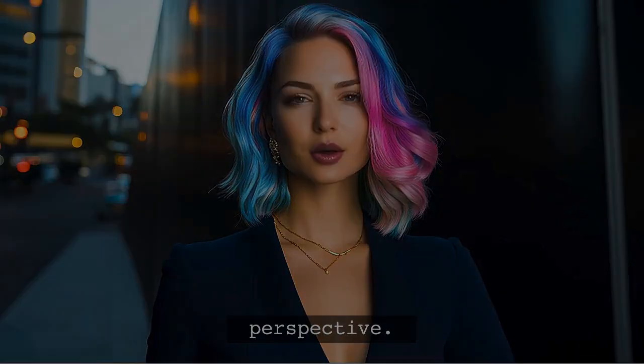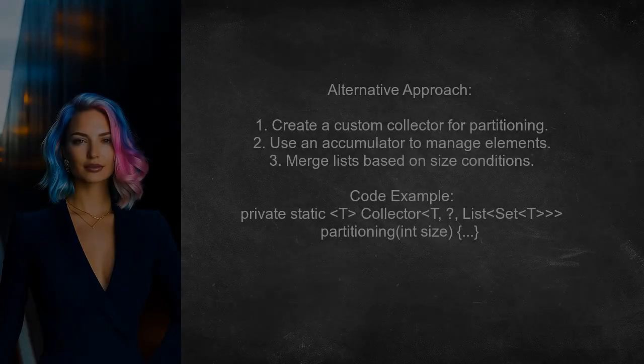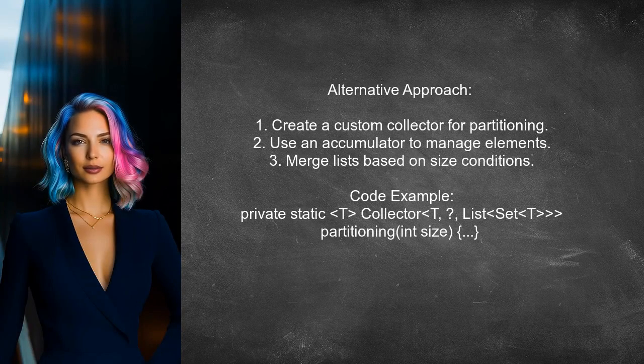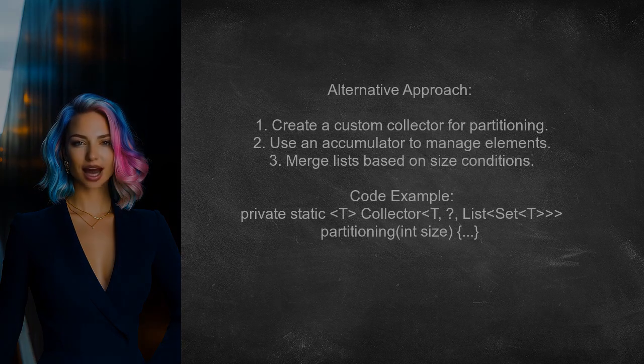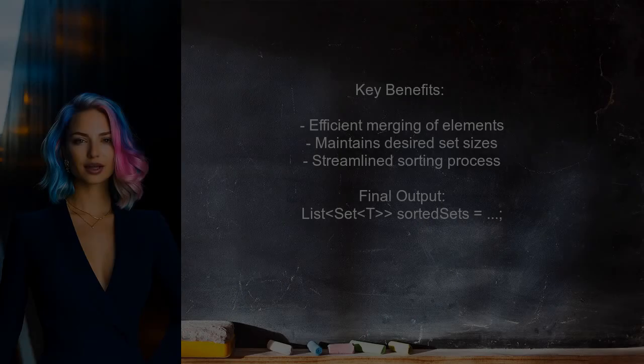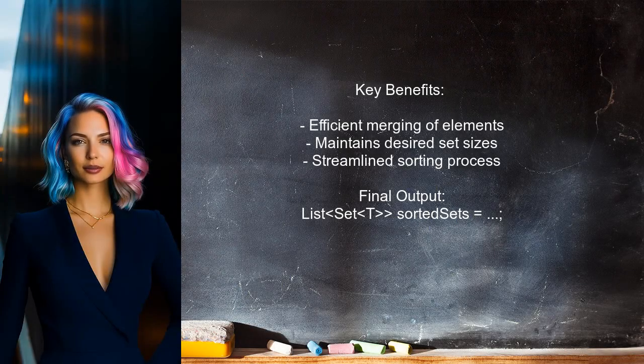Let's see another perspective. Another user offers an alternative solution that enhances efficiency. They introduce a custom collector that partitions elements into lists based on a specified size. This method avoids unnecessary streaming by merging elements intelligently. The user's collector efficiently combines elements into sets while ensuring they maintain the desired size. This results in a streamlined process for sorting tree sets.